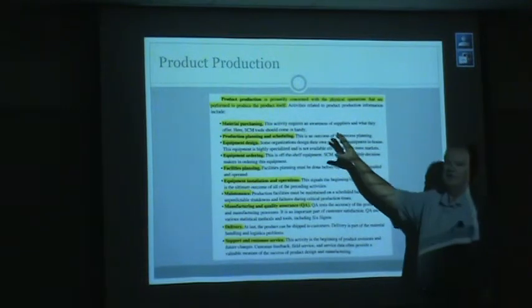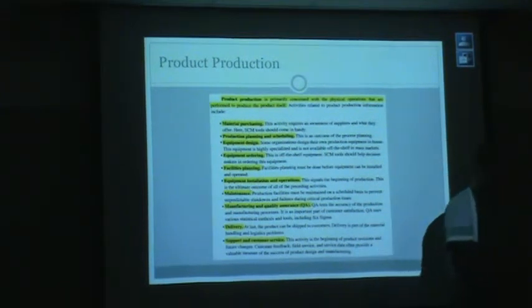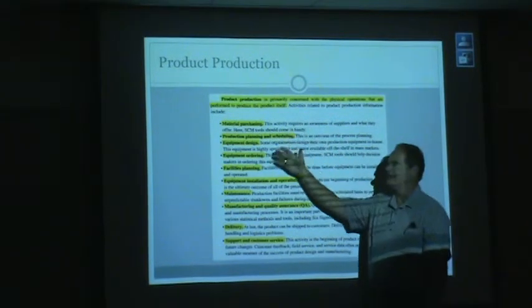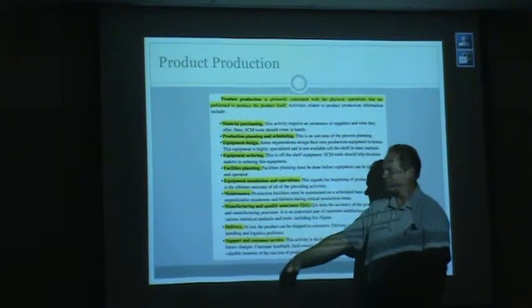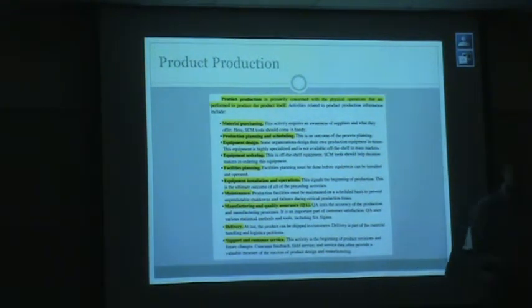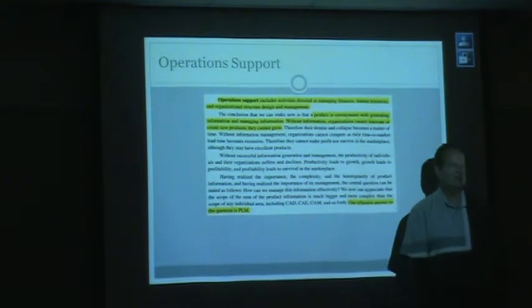Likewise, you can go a few paragraphs later and find a discussion on the product production area, and he lists all of these things: material purchasing, facilities planning, maintenance, delivery. You can find all of these different aspects that are tucked in as part of the product production area. And likewise, in the operations support area, you can find a paragraph that goes in there and describes what is captured as data inside of that.